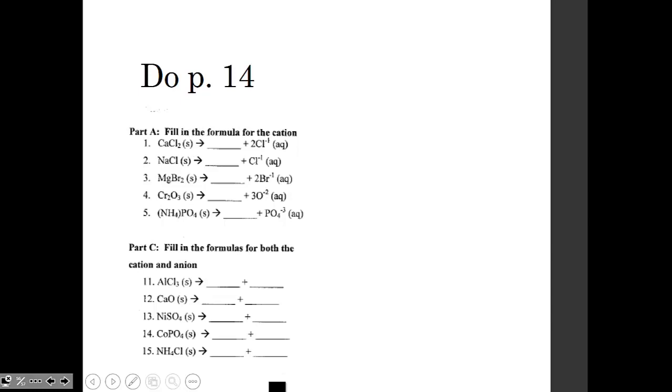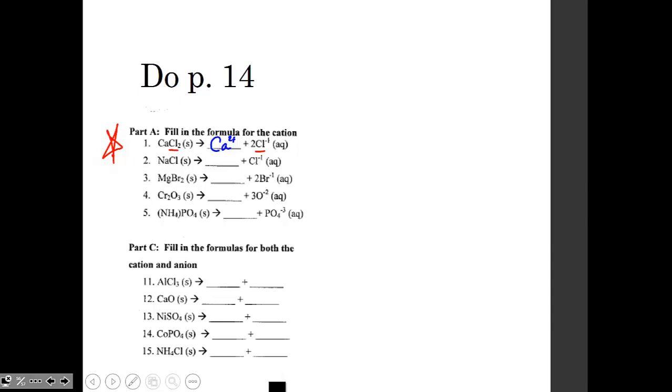On page 14, parts A and B on both the top and the bottom are where I suggest you start, because they give you half the equation and you just have to figure out what's missing. So in this first example, they give you that chloride is produced. So what's left over? The calcium is the only thing that's missing, so you simply plug in calcium.